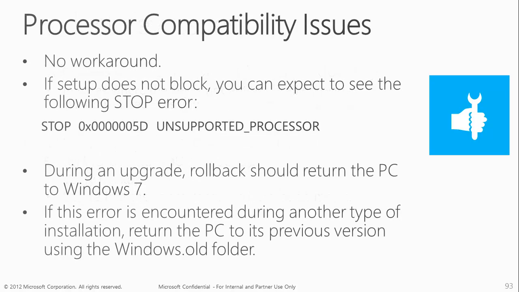Alright, now processor compatibility issues. The new processor requirements in Windows 8 could lead to questions from customers. There's not a workaround to install Windows 8 on a PC that doesn't meet these CPU capability requirements. So if for some reason setup does not block installation on a PC with an incompatible CPU, you can expect to see that stop 5D unsupported processor error. If this is encountered during an upgrade, the rollback process should return the PC to Windows 7. If it's encountered during another type of installation, it would be best to return the PC to its previous Windows version using the windows.old folder.